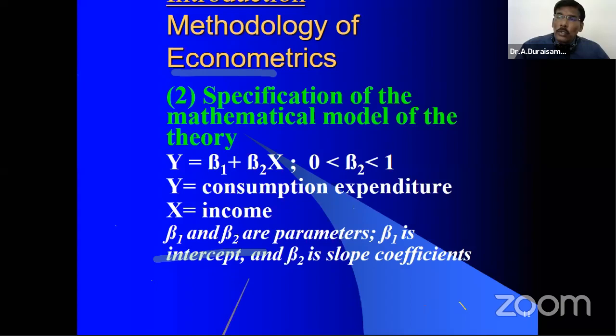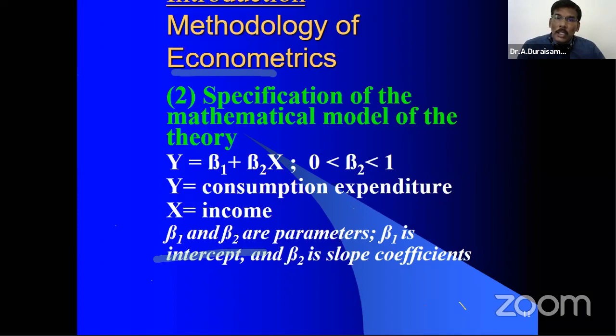So what is happening here? Y is the dependent variable, which is your consumption expenditure. Your consumption expenditure is a function of income. Income is X. Y is consumption expenditure, maybe in thousands of rupees per month, and X is income, also in thousands of rupees per month. The relationship between Y and X is linear. The moment you call it linear, it can be expressed as a straight line. In school mathematics, you might have studied that a straight line equation can be expressed as y equals a plus bx, where a is the intercept and b is the slope.